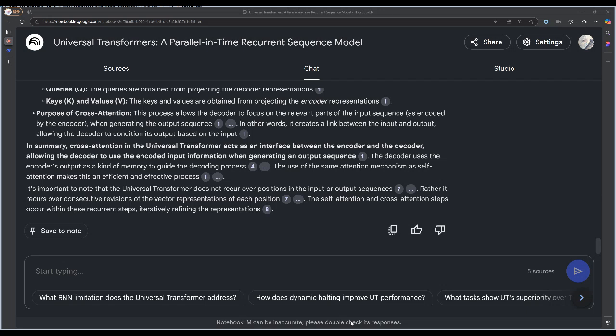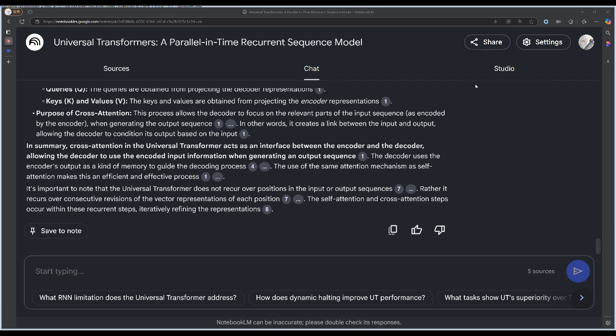Exactly. And with that clarification out of the way, let's get back to weight sharing. So as we were saying, weight sharing is about using the same parameters in different parts of the network. Yes, and in the UT, this means the self-attention and transition function weights are shared across all layers and time steps. So instead of having a whole set of unique weights for each layer and time step, it reuses the same ones.